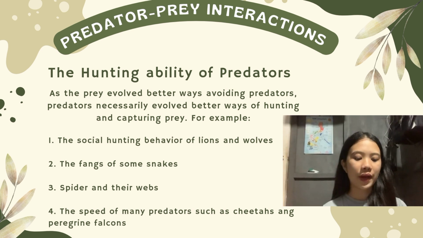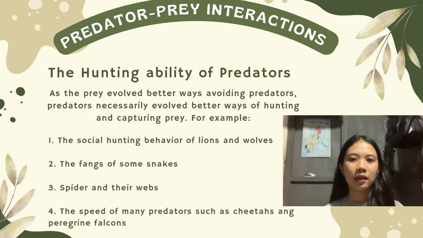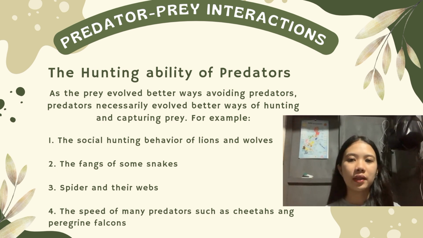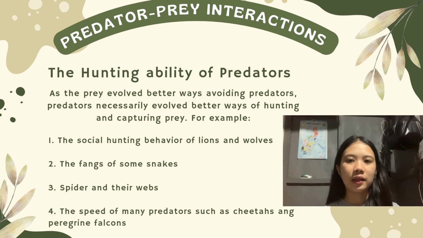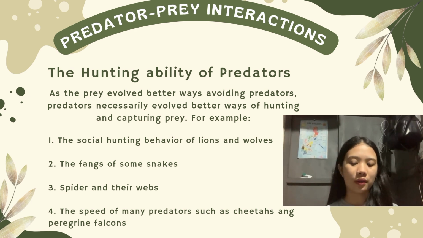Number 2, the fangs of some snakes. Some snakes have special teeth called fangs to put poison in their prey. Different snakes have different fangs. Snakes can replace broken fangs. The poison comes from glands behind their eyes. Sometimes, snakes use fangs to defend themselves even without poison.